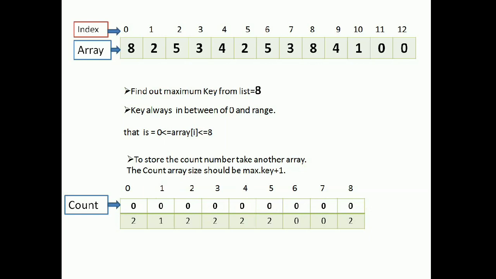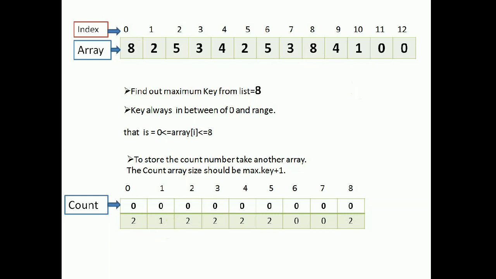Next, count the element 8. 8 is present how many times? 2 times in the list. 8 here once, here 2. Next, 2 is present how many times in the list? 2 times. That's why we mention the 2. Like that we can count how many times each key is present in the list.